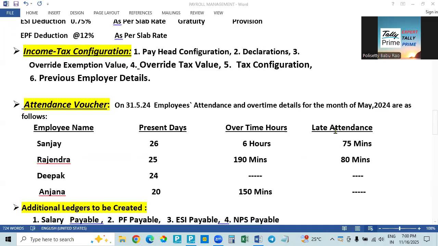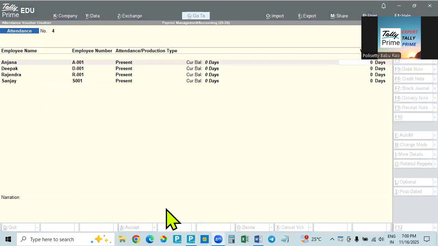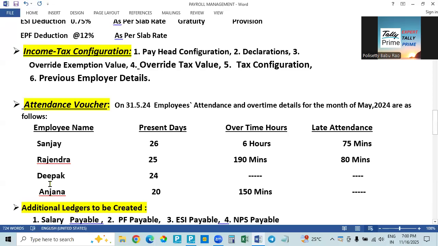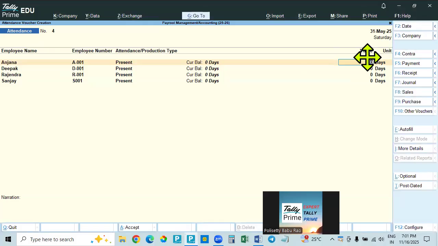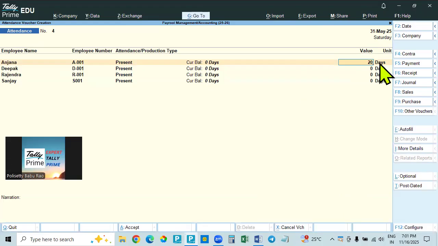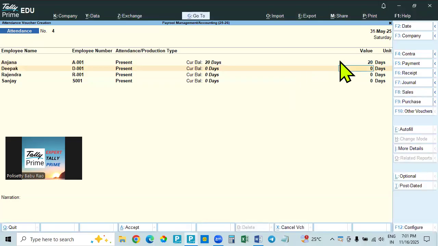So first you will take up. We can take Sanjay from here, it is given from the back. Or we can take from Anjana, Deepak, like that also. Anjana, how many days? 20 days. So Anjana, you come here and give 20. By default it is there, so it will automatically take 20. So by default 20 days, and it will come down.